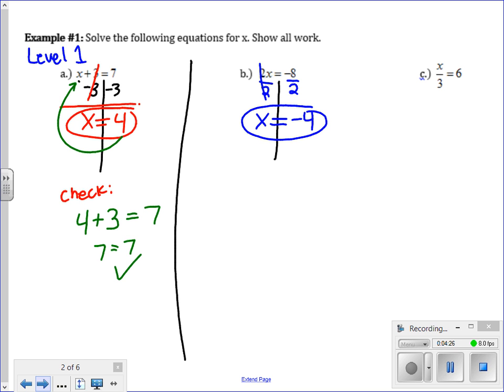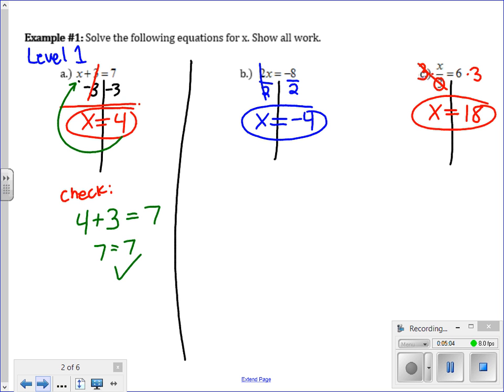In example C, I start by putting my line down the middle again. Now this one's a little bit more tricky because I have x divided by 3. In order to undo division, I need to multiply. So I'm actually going to multiply by what's in the denominator here. I'm going to multiply both sides by 3. These 3's are going to cancel off, and on the left I'm left with x, and then on the right 6 times 3 is 18. That's my final answer.